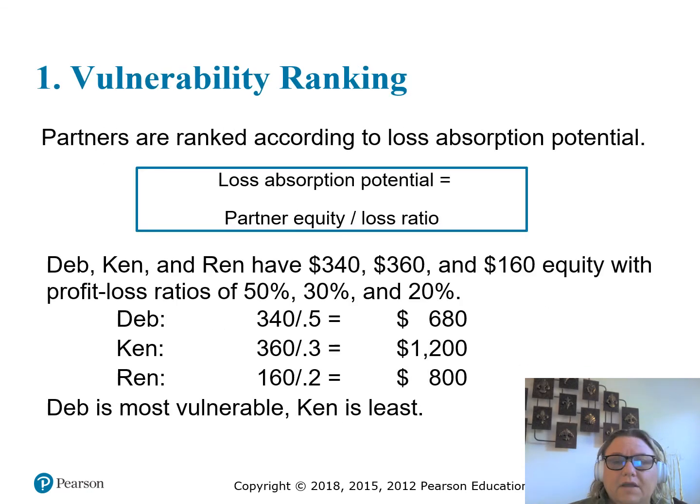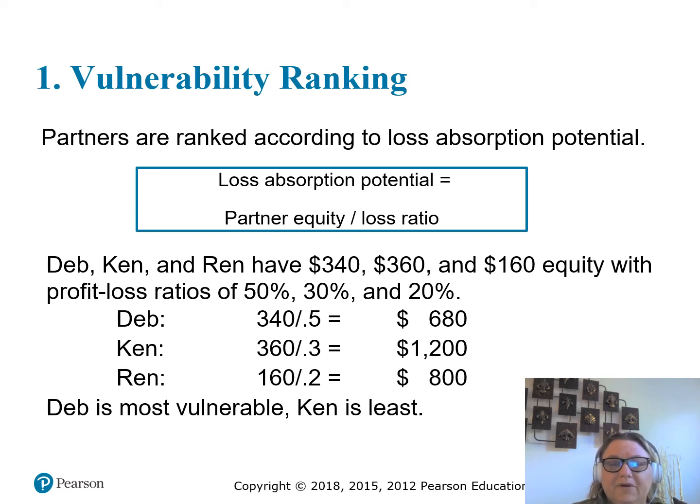Then, okay, so now we're going to look at the vulnerability ranking. The vulnerability ranking is defined by your book as a ranking of partners on the basis of the amount of partnership losses they could absorb without reducing their capital accounts below zero.